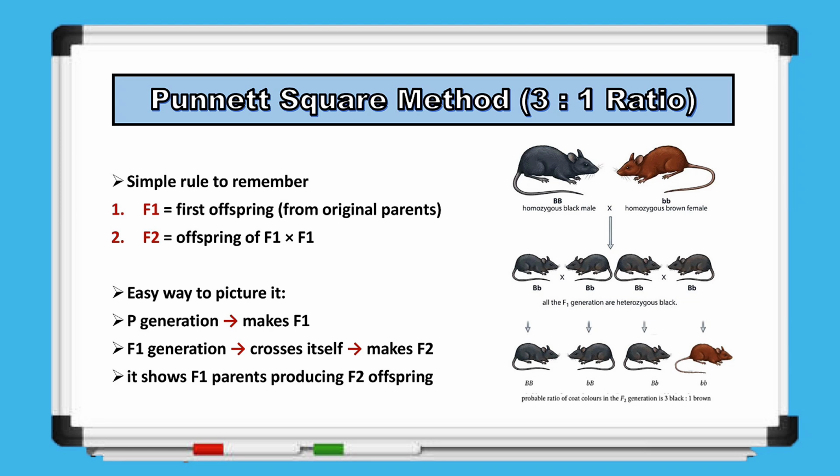The F2 generation is produced when the F1 individuals are crossed with each other, meaning the F1 generation essentially produces the F2 generation through self-crossing or interbreeding. To picture it easily, the parental generation produces the F1 generation, and then the F1 generation crosses within itself to produce the F2 generation. This means the F1 parents are responsible for producing the F2 offspring. In the F2 generation, the probable ratio of coat color is 3 black to 1 brown.